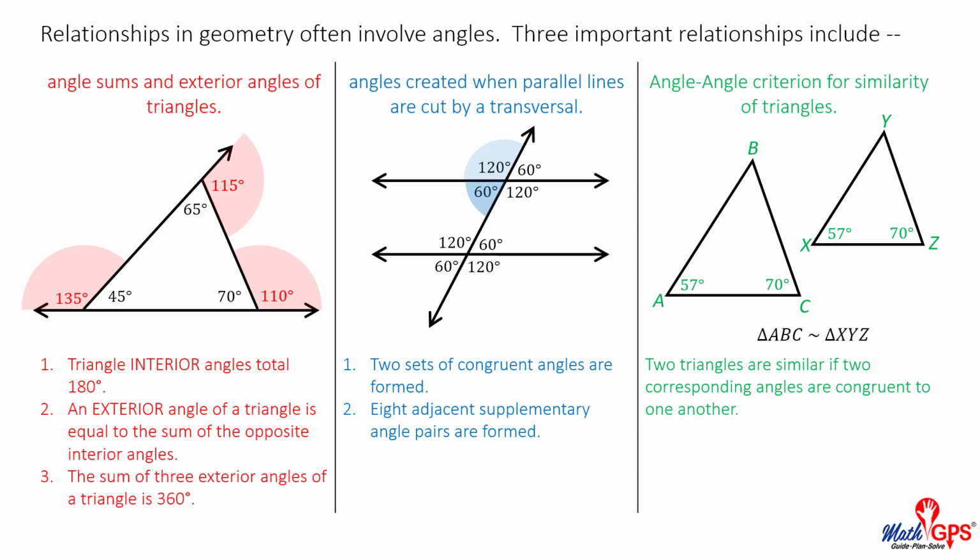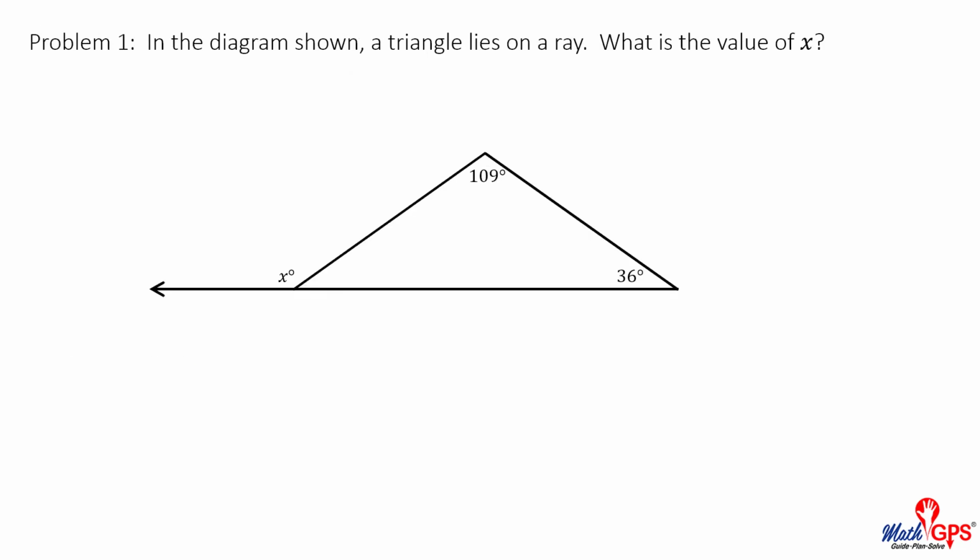Let's look at some problems. Problem 1. In the diagram shown, a triangle lies on a ray. What is the value of X? The value of X is 145 because the opposite interior angles of the triangle total 145 degrees. 109 degrees plus 36 degrees equals 145 degrees.